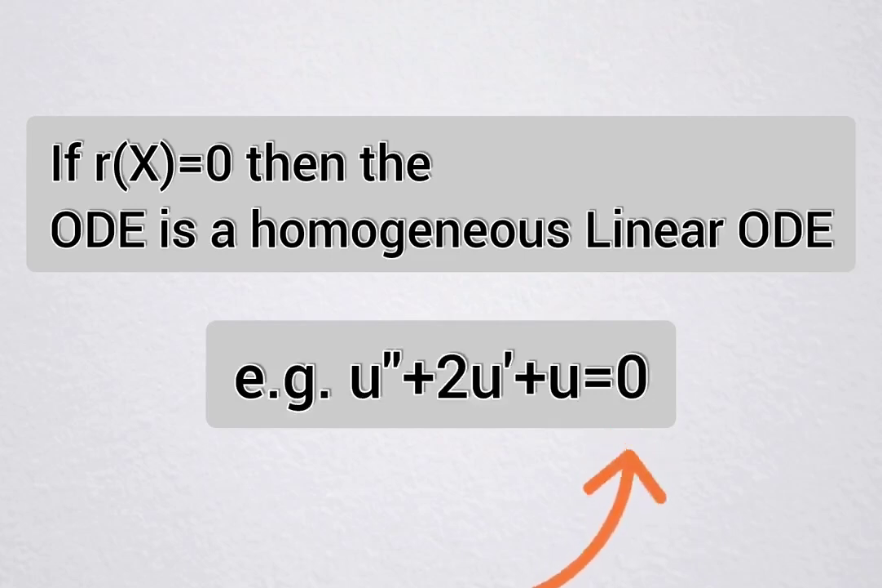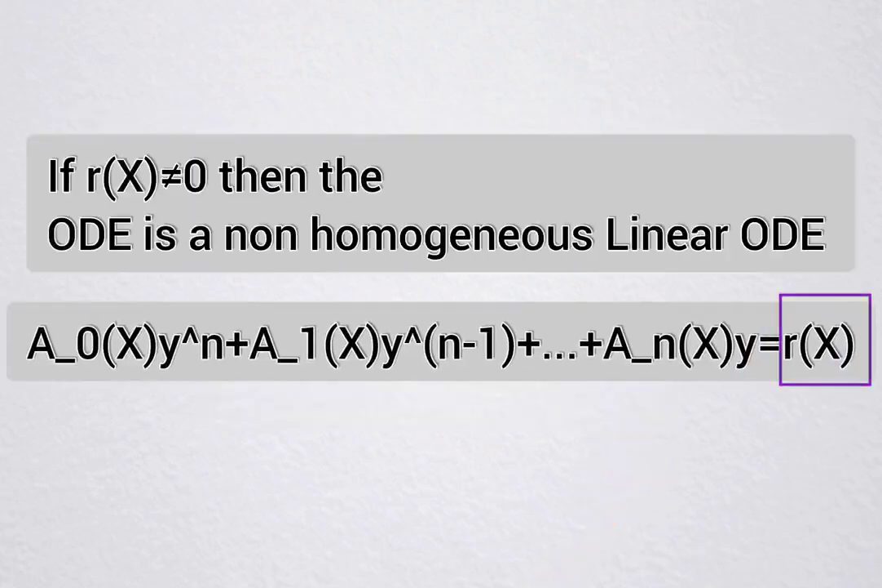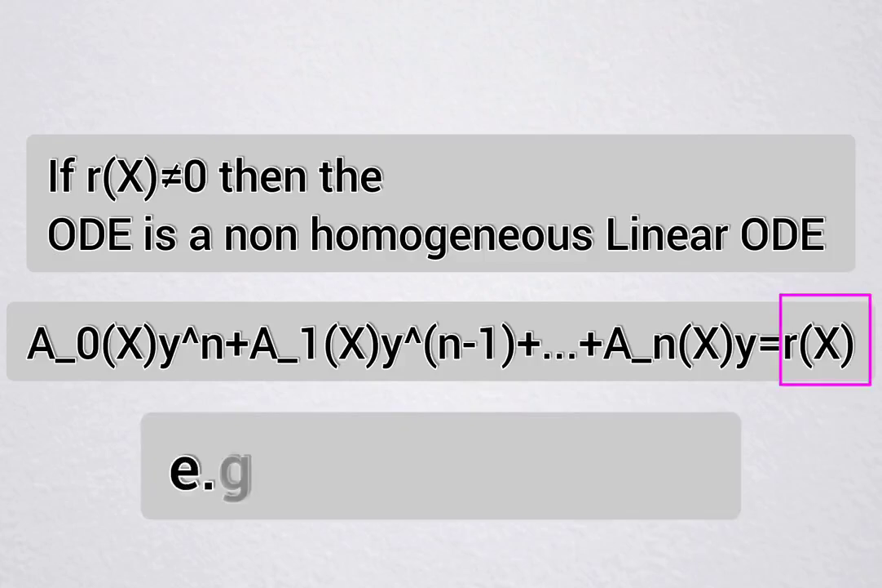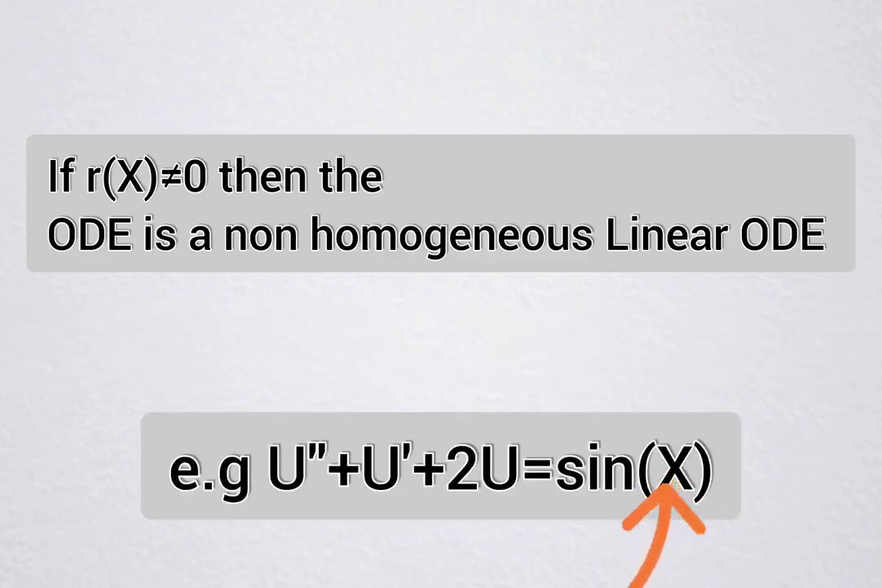then such an ordinary differential equation is said to be a homogeneous linear ordinary differential equation. However, if our r(x) is not equal to 0, what I mean is if the ODE given has a right hand side, probably a sin x, an exponential x, or even an x itself, then such an ordinary differential equation is no longer homogeneous, but is known as a non-homogeneous linear ordinary differential equation.